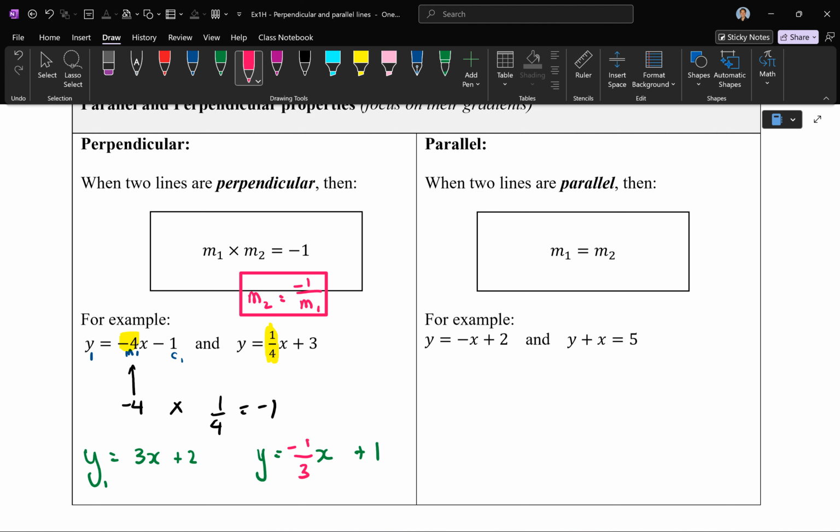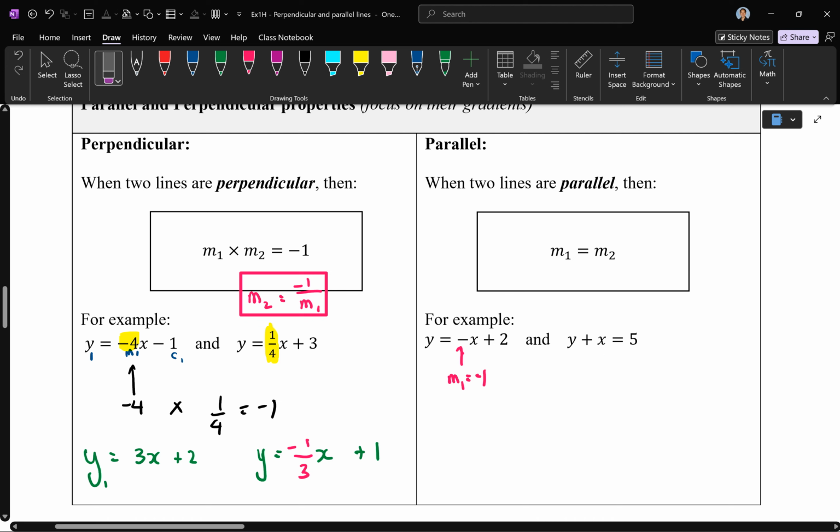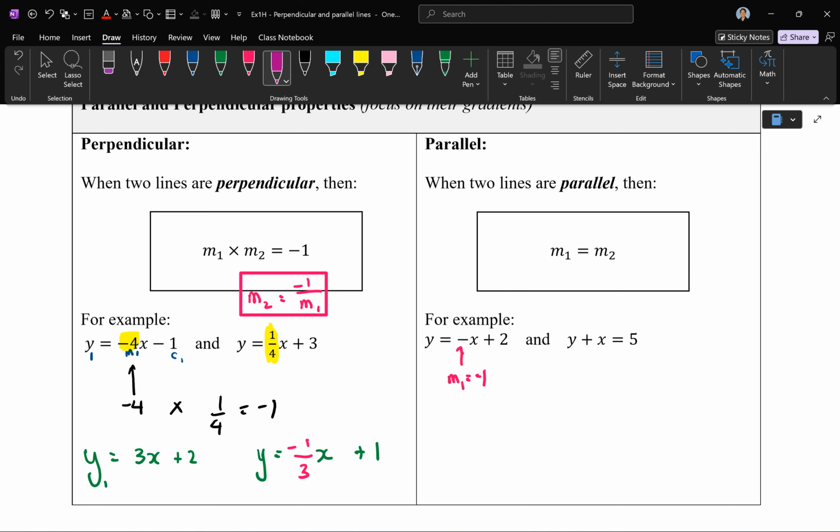Let's say parallel instead. These two equations, they are parallel. I just wrote it differently. This one has a gradient m1 of negative 1, because the number in front of x, even though we don't write it, is 1. So that's negative 1 there. Now, if these two have to be parallel, then that means the gradients have to be the same. Notice this is not in the general linear equation form, so I have to rearrange it. How do I rearrange it?